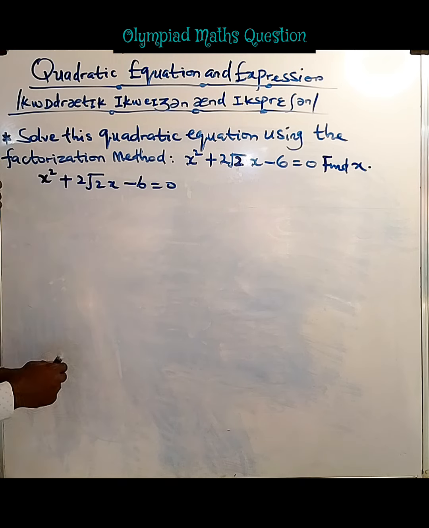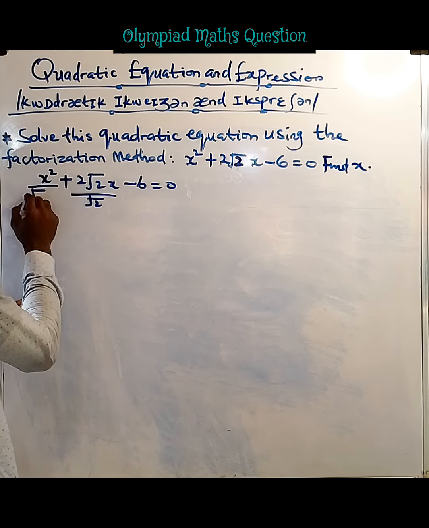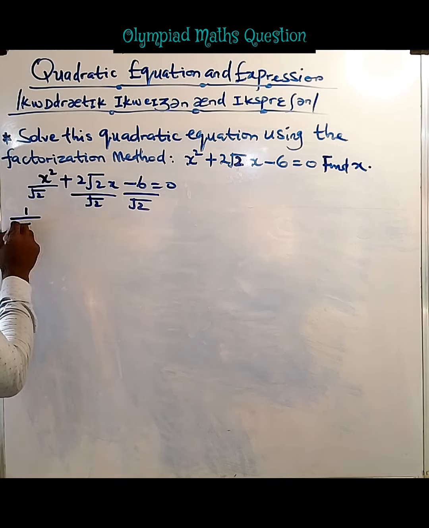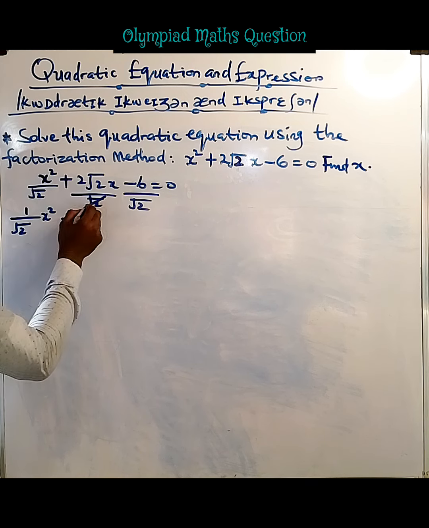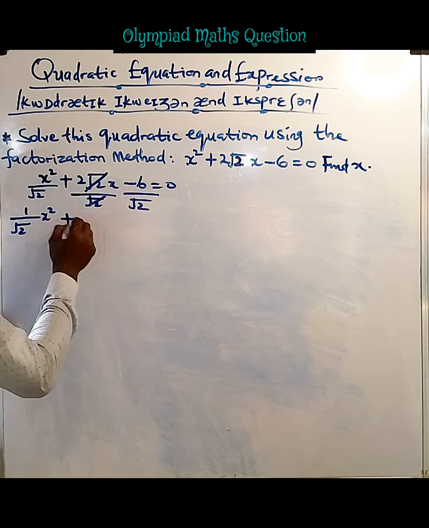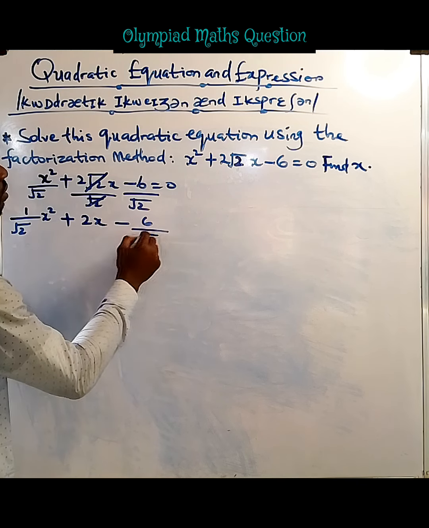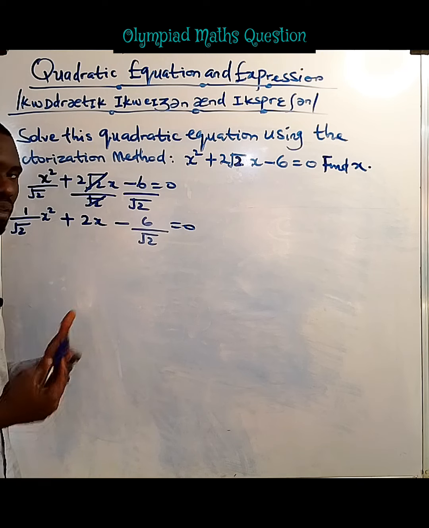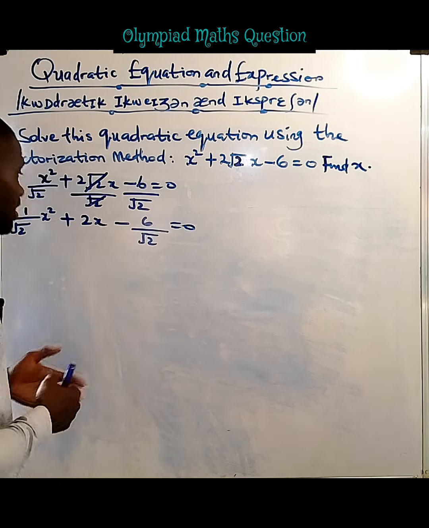So what I'm going to do is use root 2. We divide through by root 2. So here we have 1 over root 2 x squared plus root 2 divided by root 2, which gives 2x, then minus 6 over root 2 equals 0. You will need the basic knowledge of surds to understand this. You need the basic knowledge of surds.